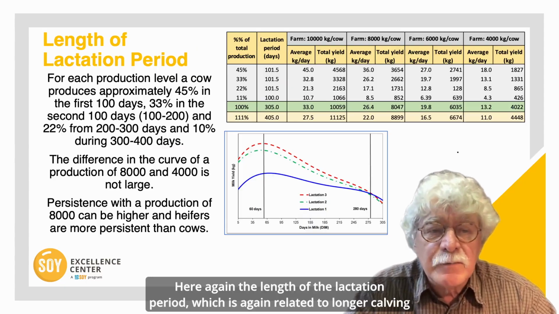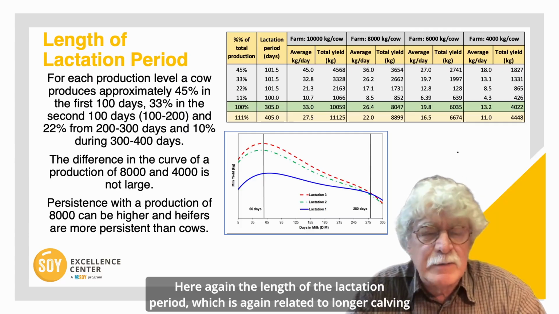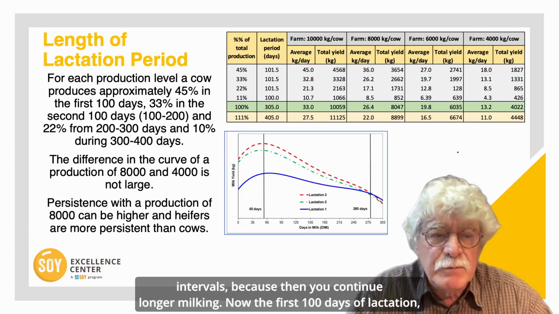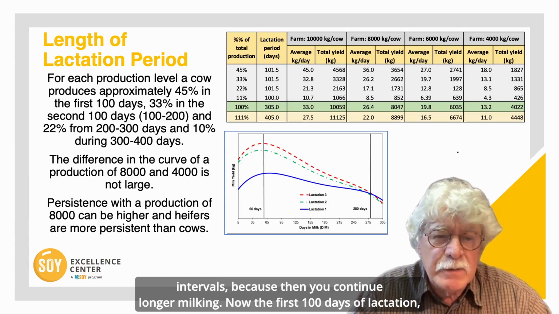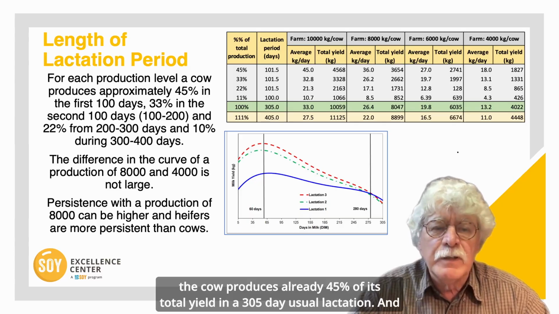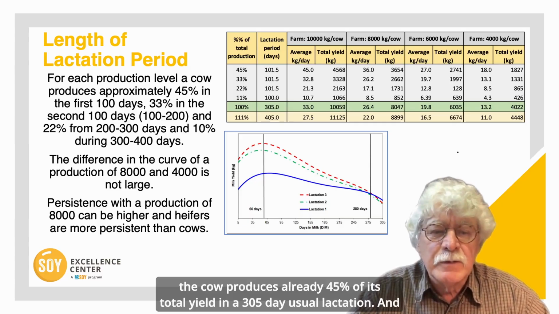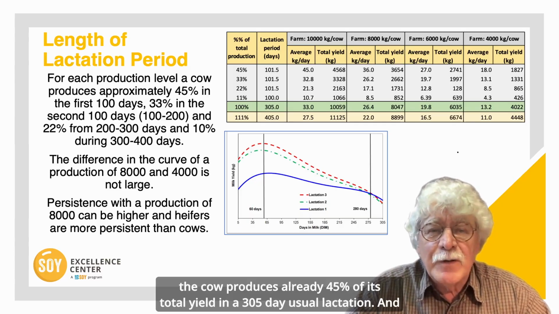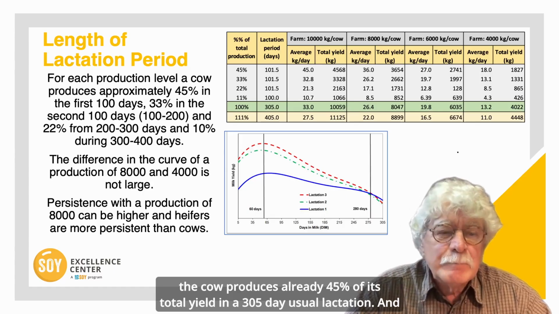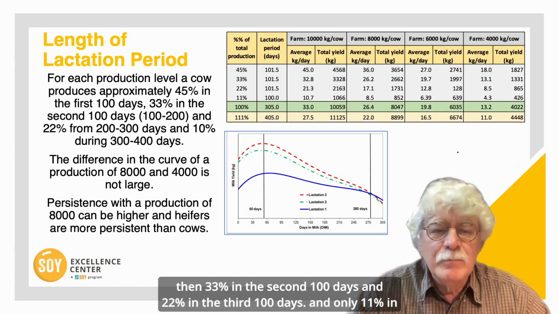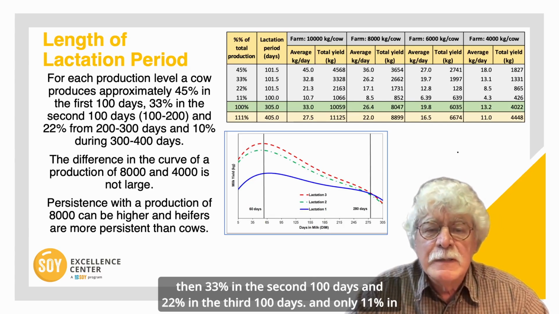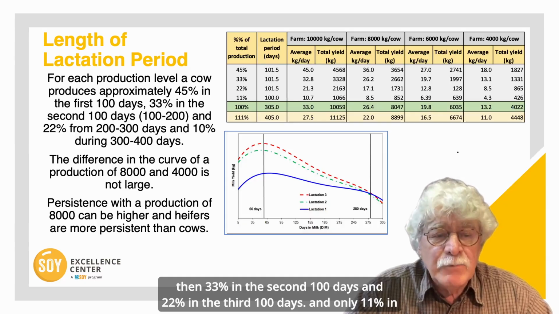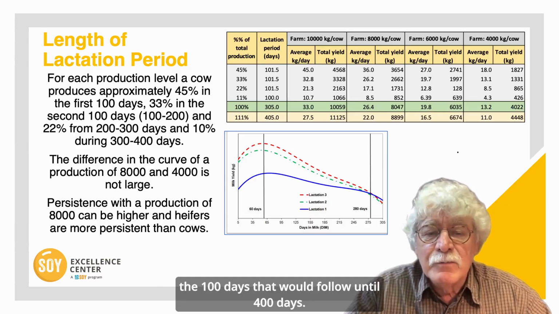Here again, the length of the lactation period, which is again related to longer calving intervals, because then you continue longer milking. Now, in the first 100 days of lactation, the cow produces already 45% of its total yield in a usual 305-day lactation, and then 33% in the second 100 days and 22% in the third 100 days, and only 11% in the 100 days that would follow until 400 days.